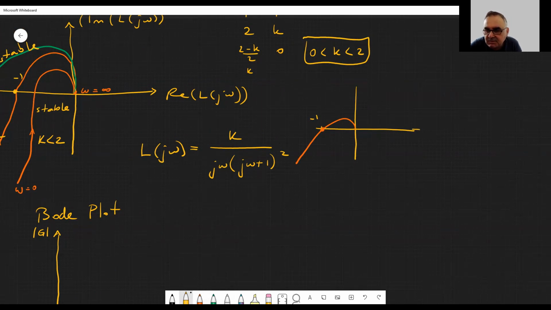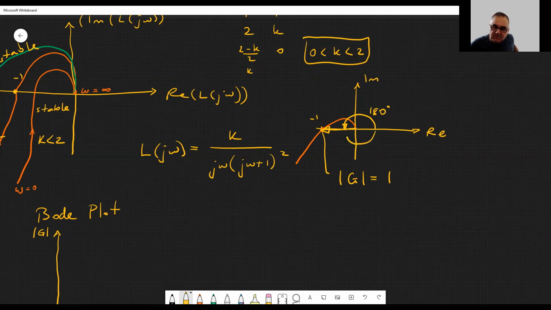Let's say this is the real and this is the imaginary axis. This transfer function at this point has a magnitude equal to what? What will be its magnitude? 1, isn't it? It will be a vector of this size. Its magnitude will be 1. And what about its phase? It's here. 180 degrees, or minus 180 degrees, which is the same thing actually.